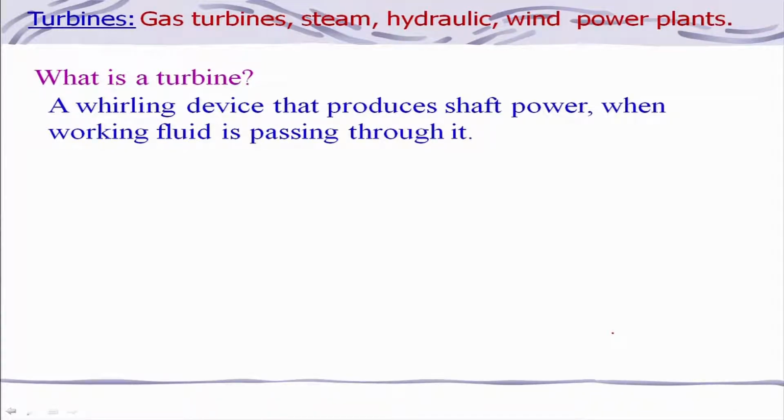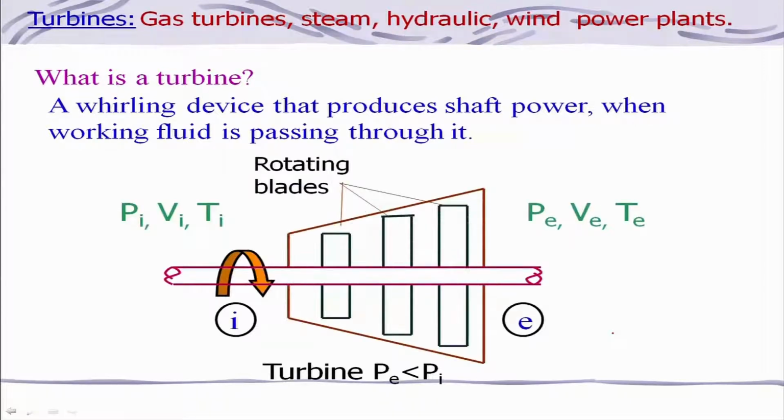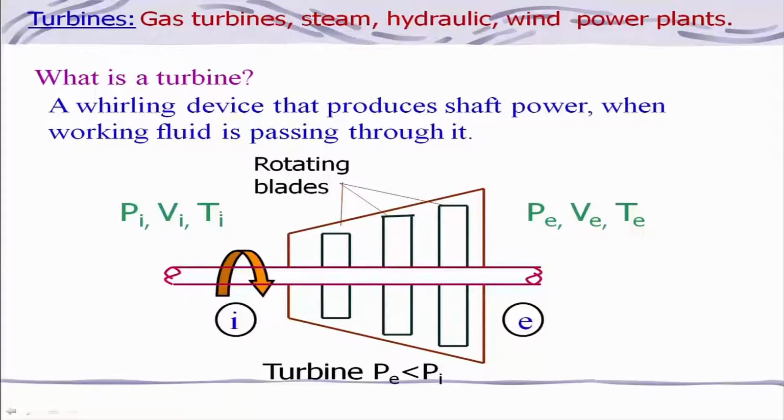As I told you, a turbine will have several blades, rotating blades and stationary blades, and it should be designed properly so that you can extract the work from the fluid, which enters at the inlet with P I, V I and T I and leaves with P E, V E and T E. Then that power has to be transferred to the shaft, and you can utilize that mechanical power. Basically, thermal power is converted into mechanical power here.